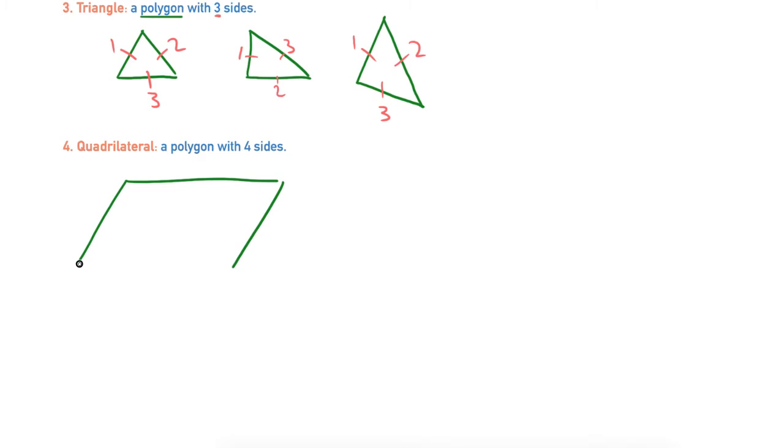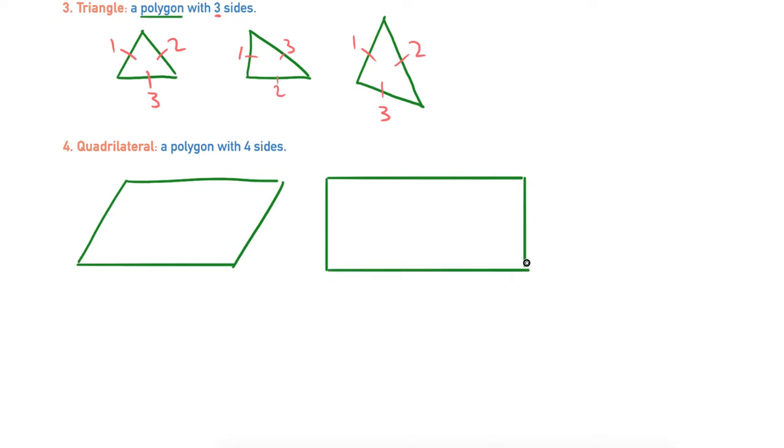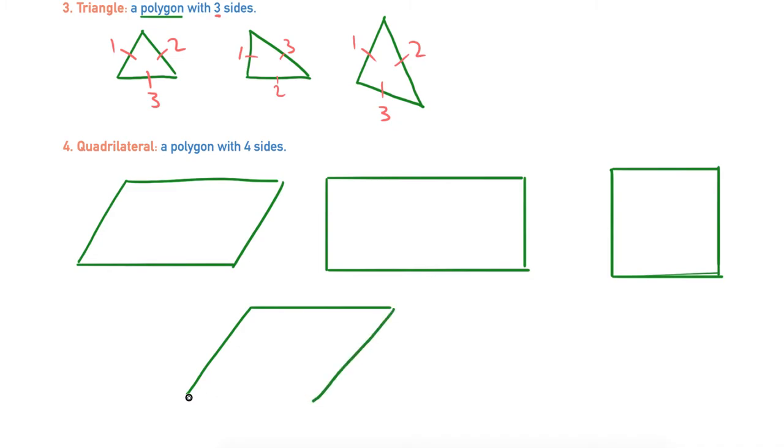This is a quadrilateral polygon, and it's a polygon made out of only straight lines, and there's only 4 sides, right? 1, 2, 3, 4. So this is a quadrilateral. This shape here, rectangle, is also a quadrilateral. A simple square is a quadrilateral. This shape here is a quadrilateral. All right. And this shape here is a quadrilateral.